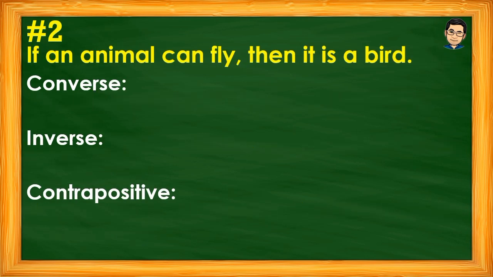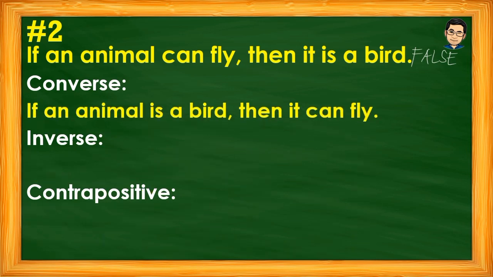So, our second statement, if an animal can fly, then it is a bird. So, ibig sabihin lang po niyan, kung ang isang hayop ay nakakalipad, ituturing siyang ibon. So, this is a false statement. It's because may mga hayop po tayo na hindi naman sila birds pero nakakalipad. Okay, like for example, yung mga insects. Ayan, yung paniki.